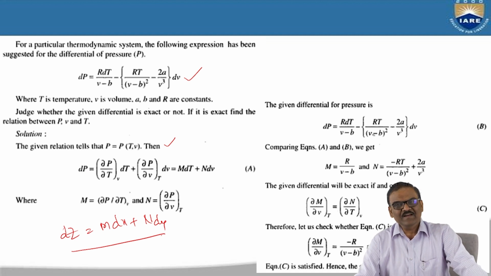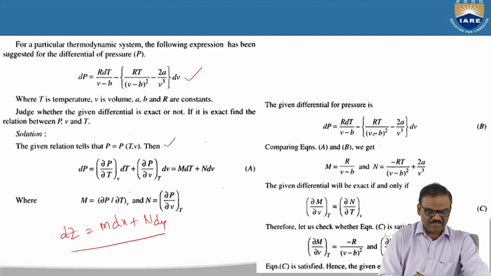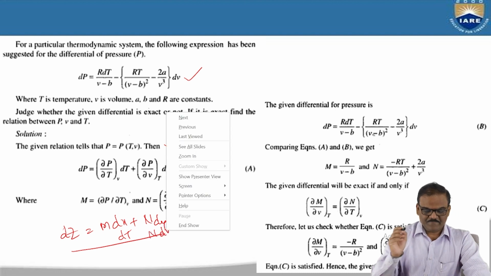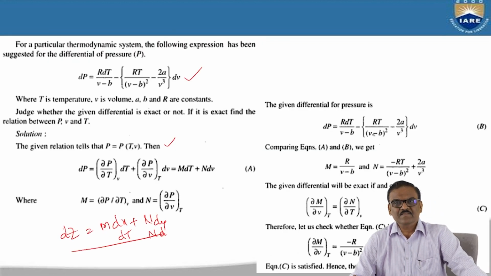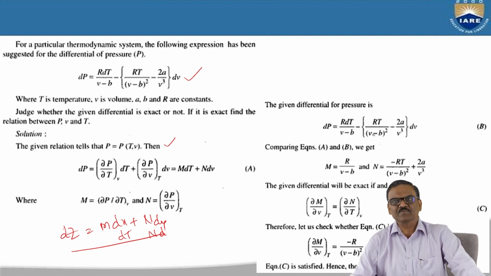M dT plus N dv, where M is equal to dou p by dou T when volume is constant, with differentiation taking place with respect to T, and N is equal to dou p by dou v when temperature is constant, with differentiation taking place with respect to v. The given differential pressure is this.